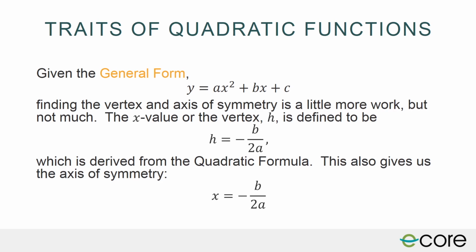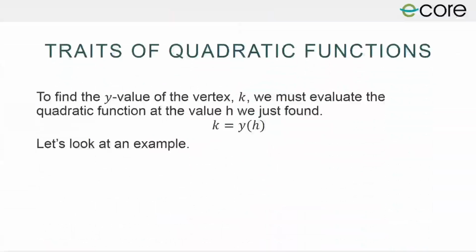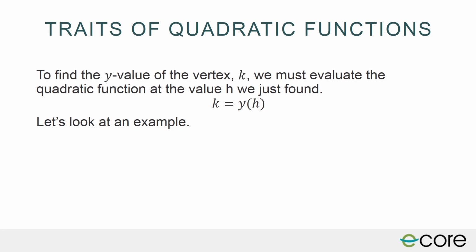Given the general form, y = ax^2 + bx + c, finding the vertex and its axis of symmetry is a little more work, but not much. The x value of the vertex h is defined to be h = -b/(2a), which is derived from the quadratic formula. This also gives us the axis of symmetry, x = -b/(2a). To find the y value of the vertex k, we must evaluate the quadratic function at the value h we just found. We evaluate k = y(h).